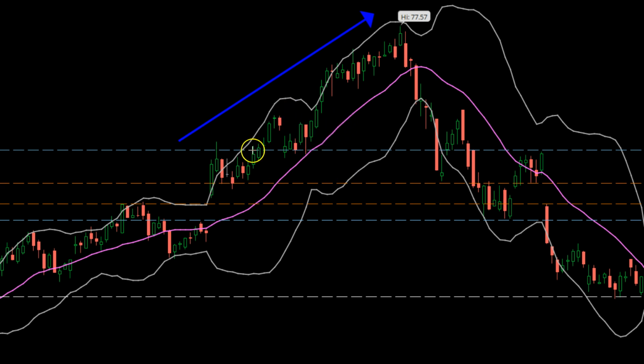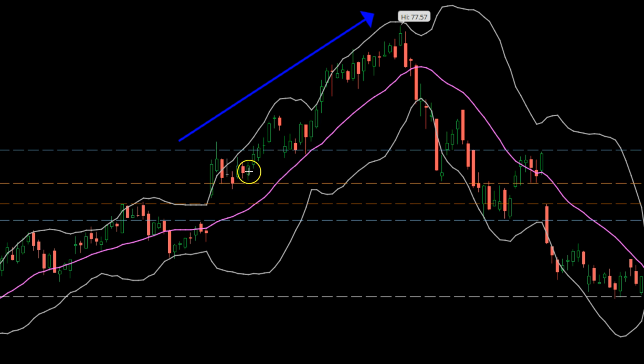There are a lot of people that will just trade this, and they'll hold the whole position until it breaks the 20, because it's in the upper 50% of the Bollinger Band range. So there's no reason to get out. It's above the 20. It's in the upper 50% of the Bollinger Band.